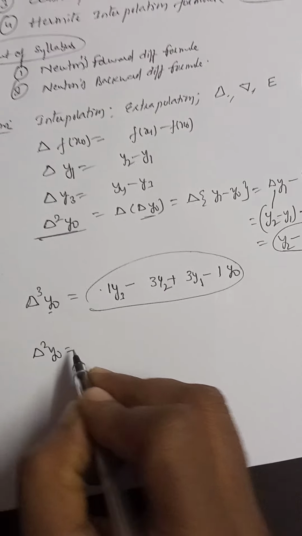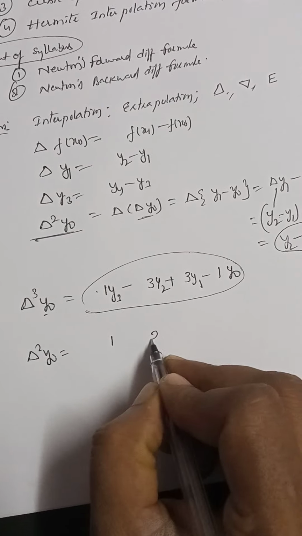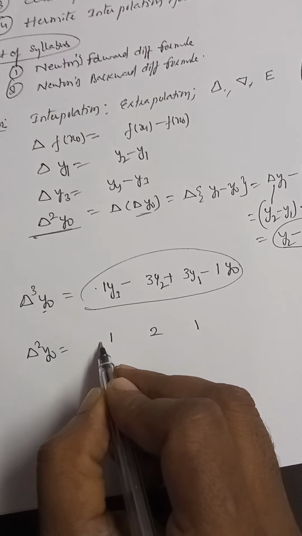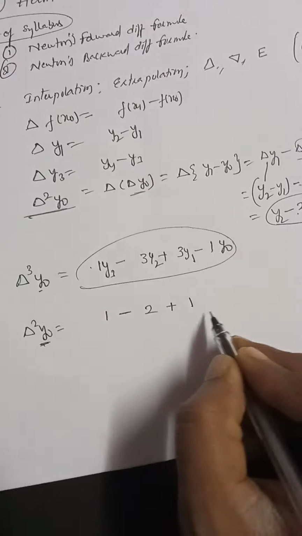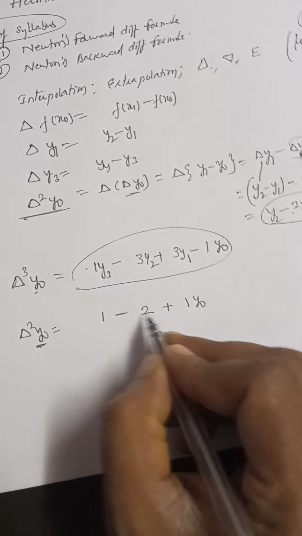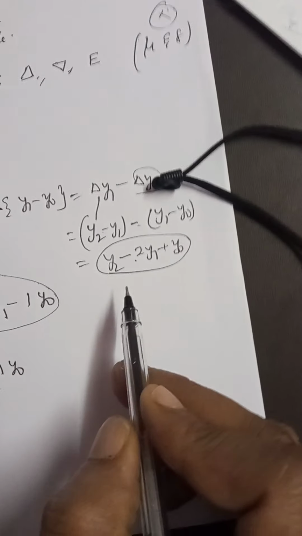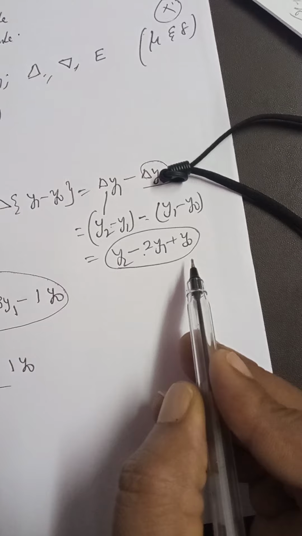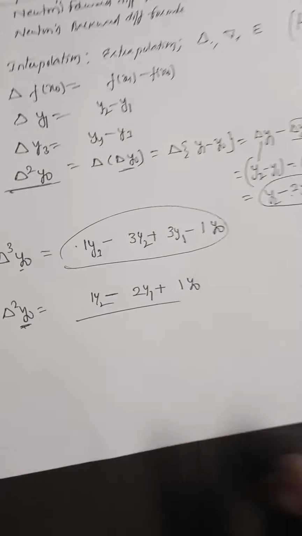Delta square y0 can be written using Pascal triangle coefficients, right? 1 2 1. First one is plus minus plus. Y0, from the last end, from y0 increment it, y1, this is y2. So we got the same answer, y2 minus 2y1 plus y0, right? But this is the actual process of simplification.